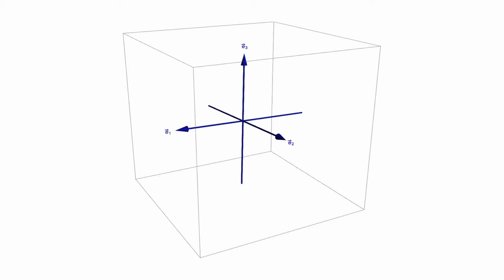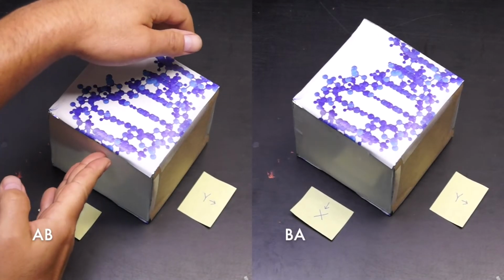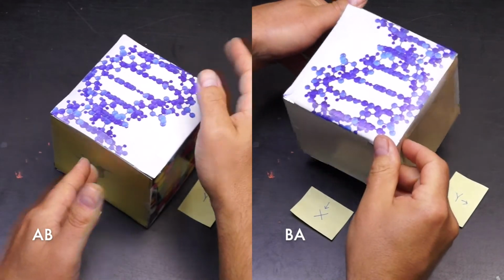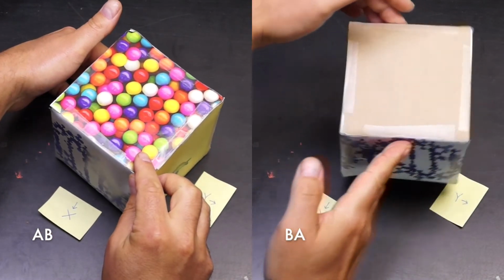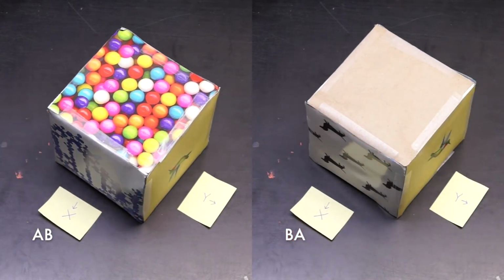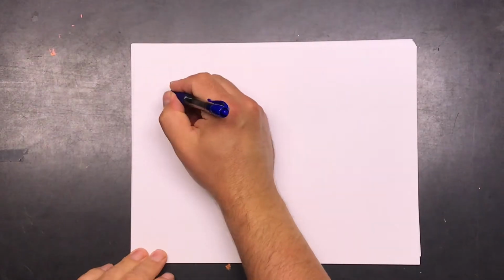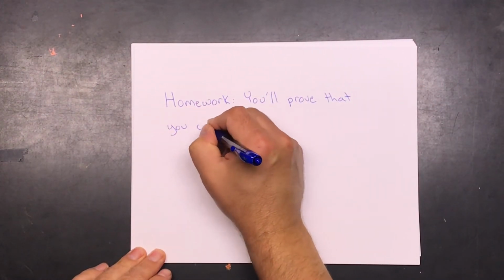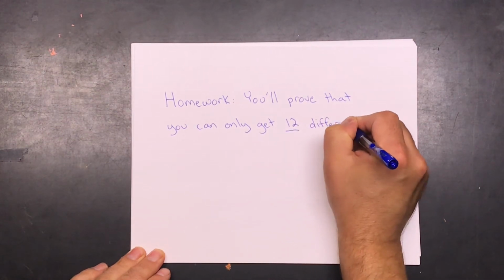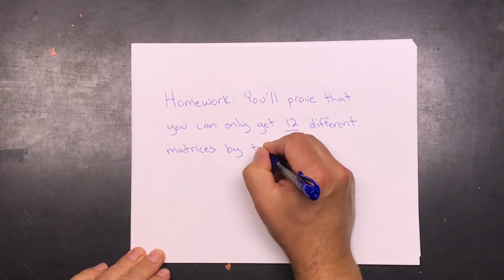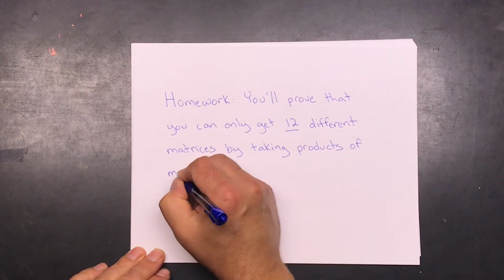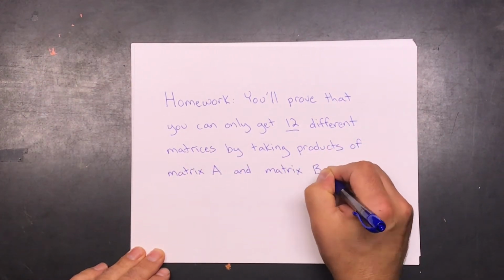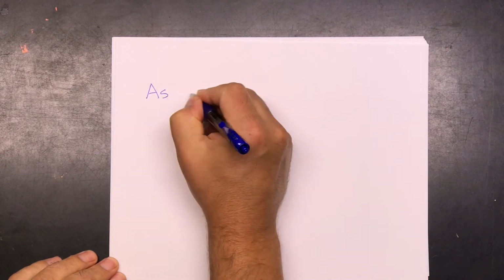At this point we can ask a reasonable question. Just how many of these matrices are there? For instance, if we look at AB and BA, remember again they're read backwards, we can see that these are different elements. So how far does it go? In homework, you'll prove that you can only get 12 different orthogonal matrices by taking products of A and B. I'll call these the delightful dozen.